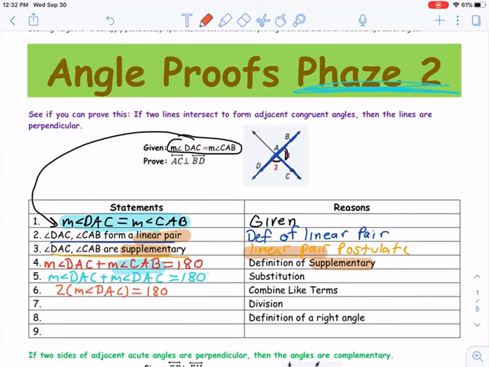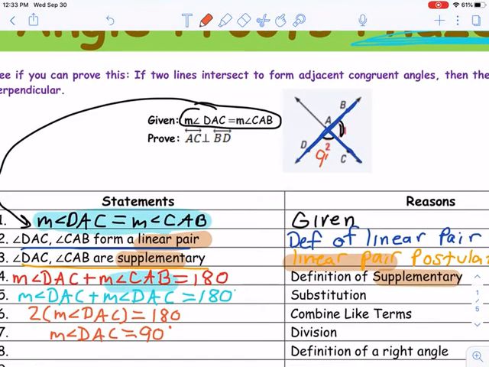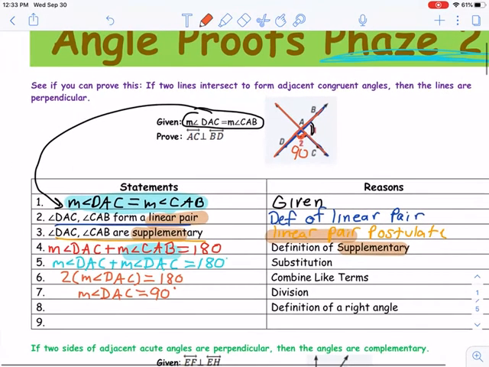Good old combine like terms. Now I gotta divide both sides by 2. That's mathematically legal, so I can say, well, the measure of angle DAC now equals 90 degrees. So basically, looking at this picture, that's 90 degrees, so this is in fact a right angle. So these two lines are intersecting to form a right angle. Interesting. So that means that angle DAC is a right angle by definition of a right angle. It measures 90 degrees, and we name those right angles by definition.